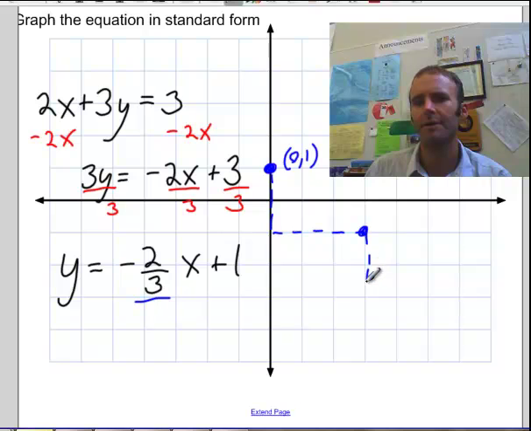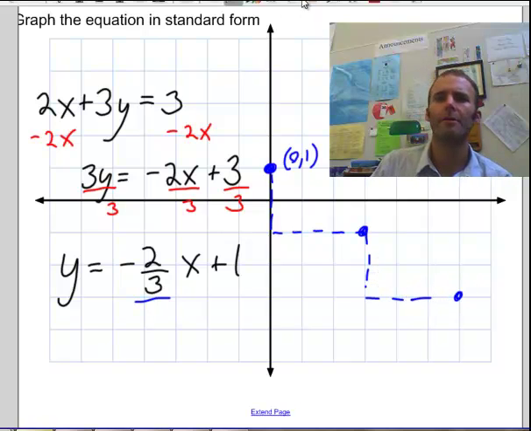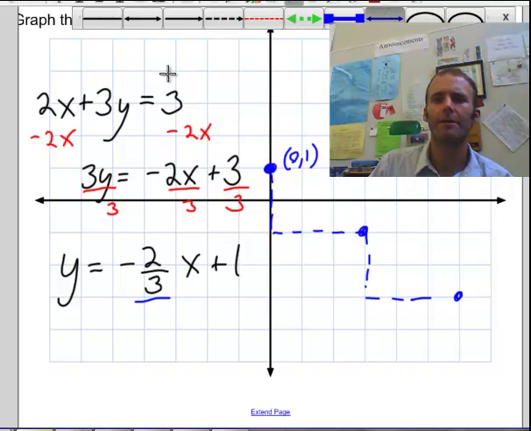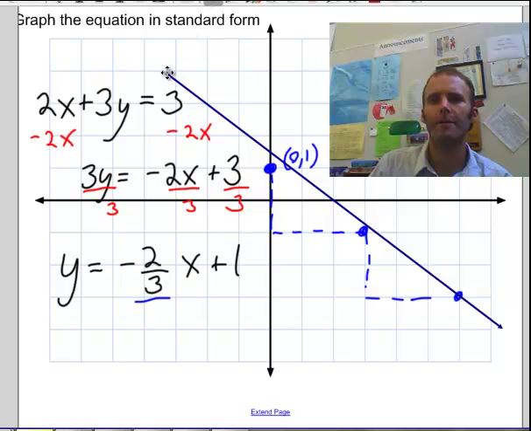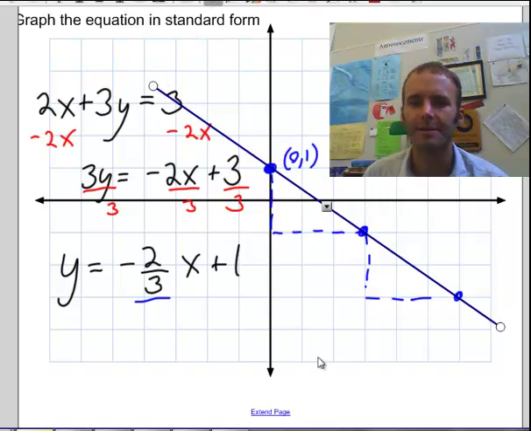And again, I can do that again. That gives me another point all along the line. And when I graph that, off here, I get this graph.